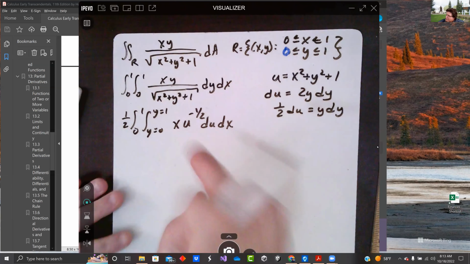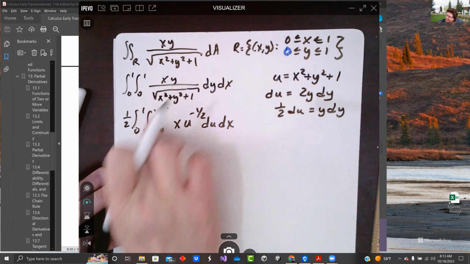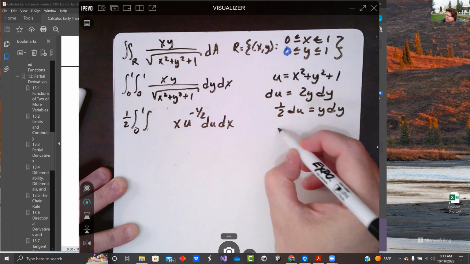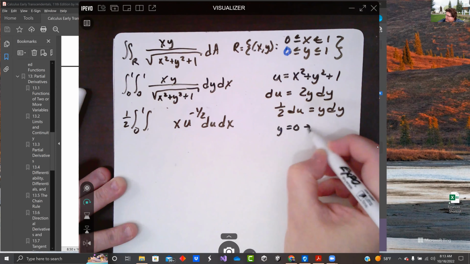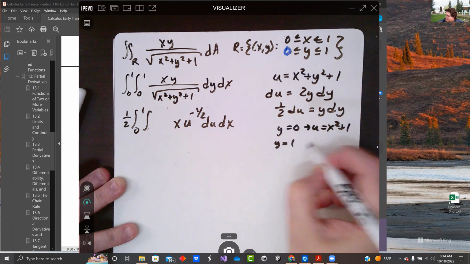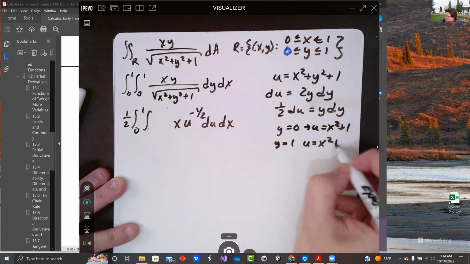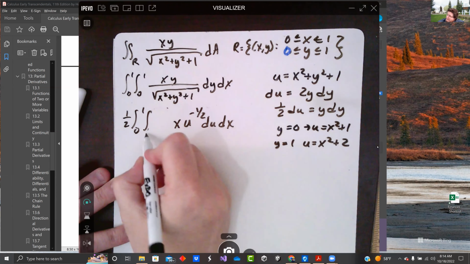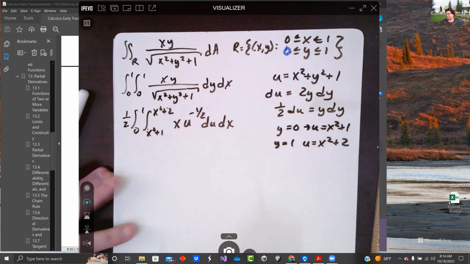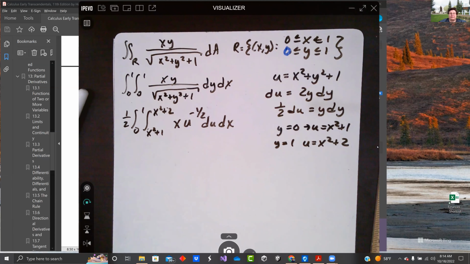Although I think I'm not going to do y equals 0 to 1. I think I'm going to segue to the next topic by doing when y equals 0, u equals x squared plus 1. And when y equals 1, u equals x squared plus 2. Yeah, that's the part that makes it horrible. But either approach works.